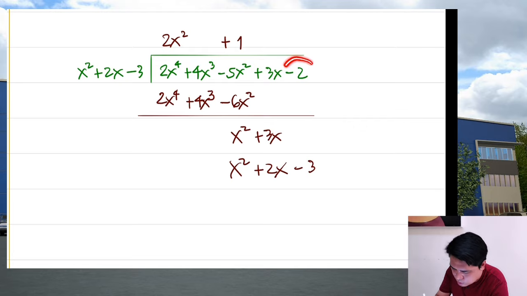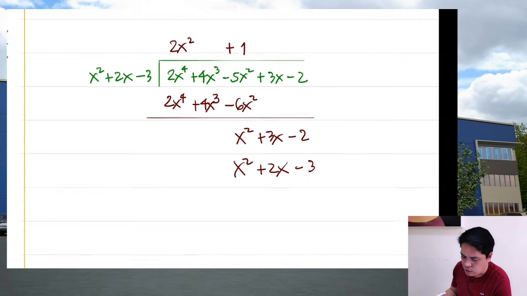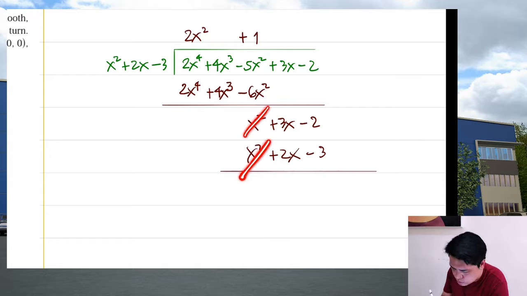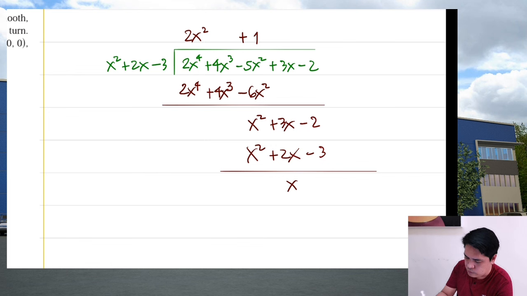So dapat pala, i-bring down na lang natin to dito. So, yan, ilagay na natin siya dyan. Okay. Then, again, subtract this minus this, cancel out. So, 3x minus 2x is x. And negative 2 minus negative 3, that's positive 1. So, plus 1. So, this is now our remainder.